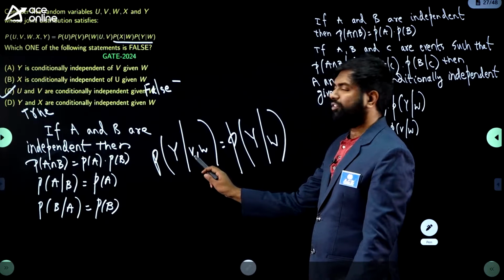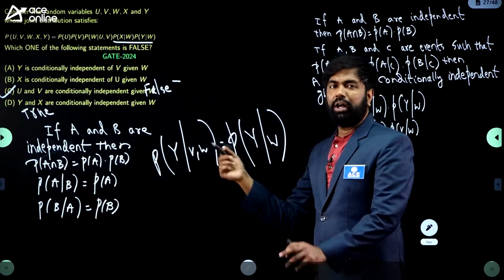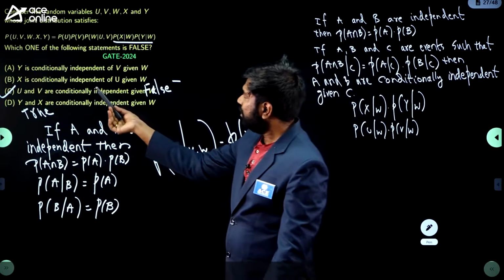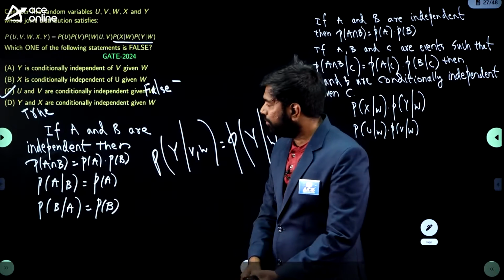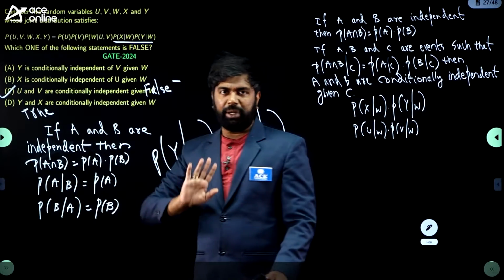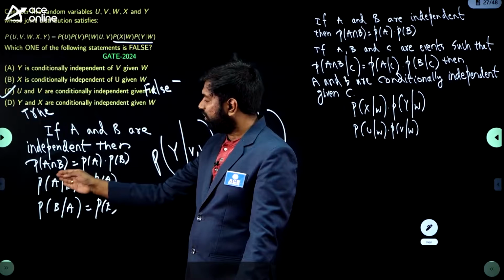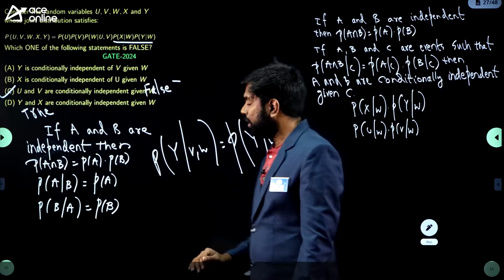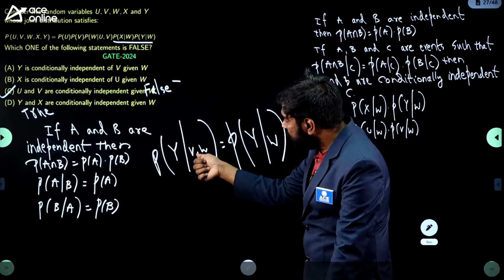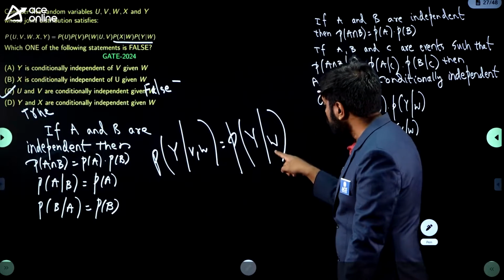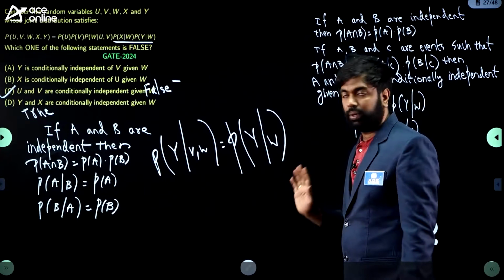You will not have terms like Y given V comma W because Y is conditionally independent of V. See here, if A and B are independent, what is the conditional probability P of A given B? It is directly P of A. In the same way, since it is conditionally independent of V, you do not have V here.